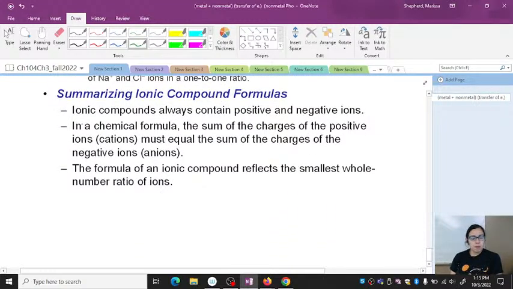And so just to summarize, ionic compounds always have positive and negative ions. In the chemical formula, the sum of the charges of the positive ions must equal the sum of the charges of the negative ions. And again, this is always assuming that this is a neutral formula. Of course, you could be given a charged compound, then you want to equal the charge. And then the formula of the ionic compound reflects the smallest whole number ratio.